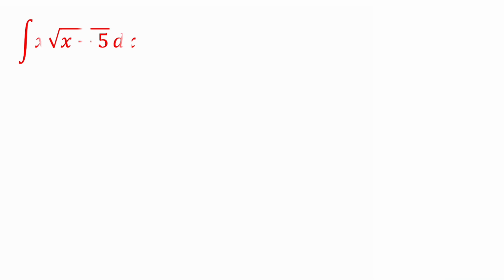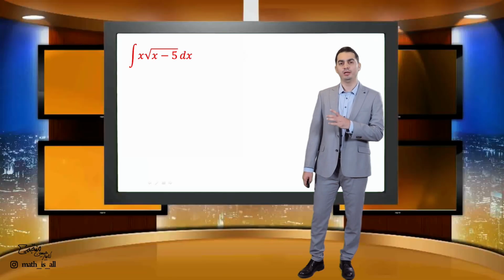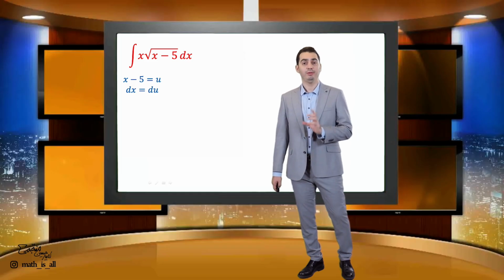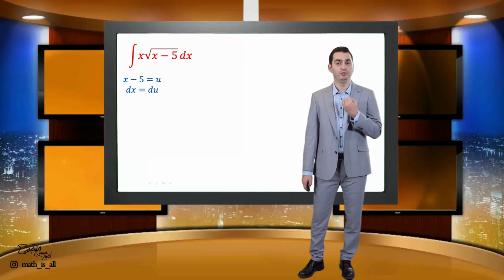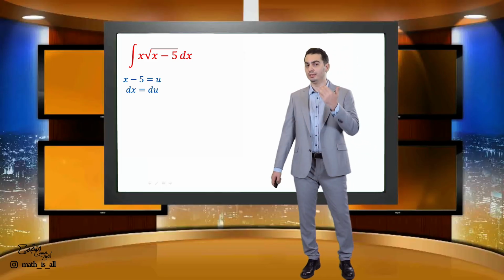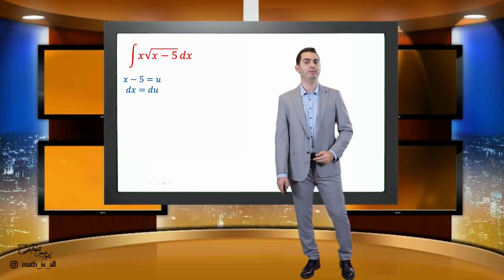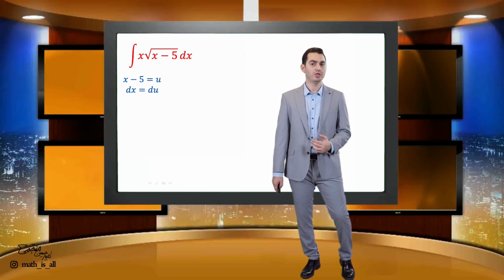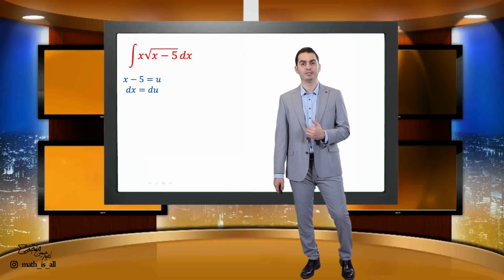Integral of x times the square root of x minus 5. The substitution is x minus 5 equals u. I'll give you a moment, so please pay close attention. You are to set x minus 5 as u. You must express dx in terms of du. Absolutely no trace of x should remain in the final expression. Make sure to substitute everything so that the entire expression is solely in terms of u. Please pause the video here, solve this problem, and then come back.